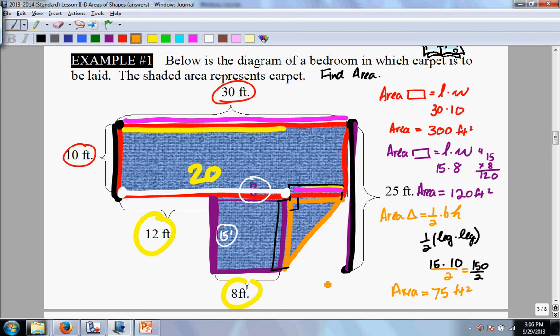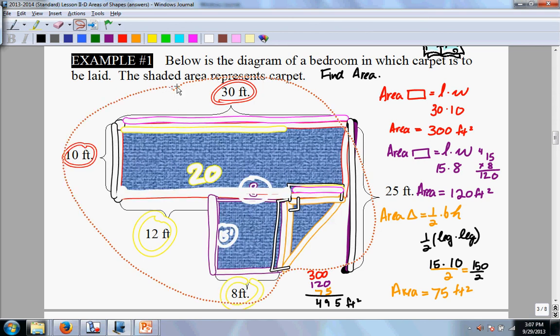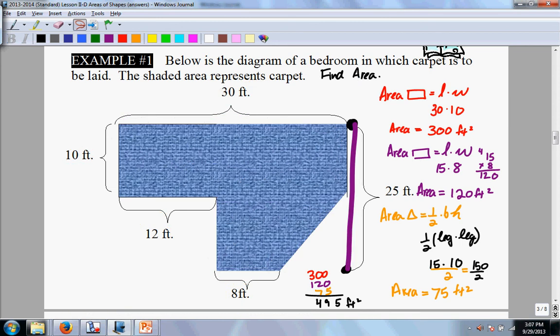And then you just add all three up, and then I'm going to show you a shortcut. So we have 300 feet squared plus 120 feet squared plus 75 feet squared. That's 5. That's 9. We have 495 feet squared in our room here. That's if you break it up into 3 different shapes. But there is a bit of a trick here. Let me show you what the trick is. If you're really good at spotting the shapes, take a look at what we have here.